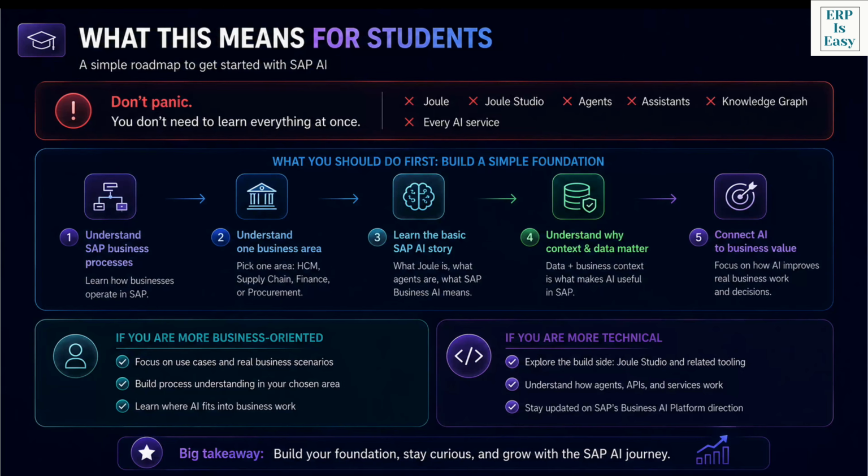Like, what is Joule? What are agents? Why is business context important? And how does SAP Business AI fit into the bigger picture? If you are more business focused, spend your time understanding use cases and business processes. But if you are more technical, start exploring the build side, including AI tooling and platform capabilities.